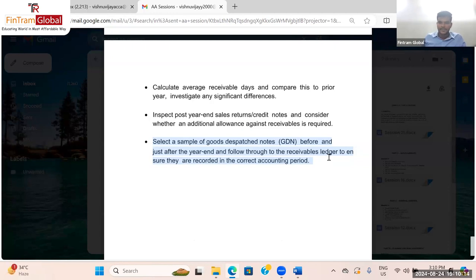Clear? Any questions in any of these? Right. Extra question: is it possible that we can write that any error might have occurred while typing in the values, meaning 20,000 became 2 lakhs? Is it a possibility we can write? In that kind of situation, I would think so.